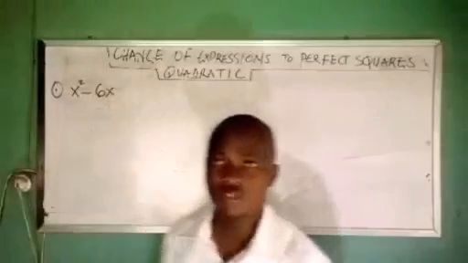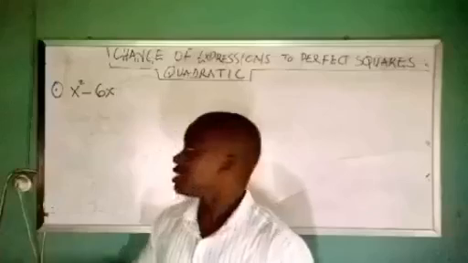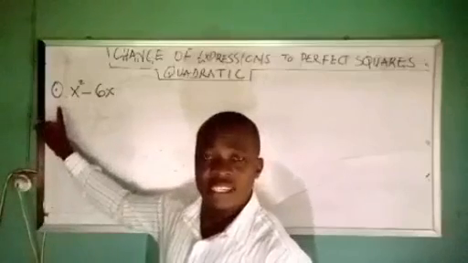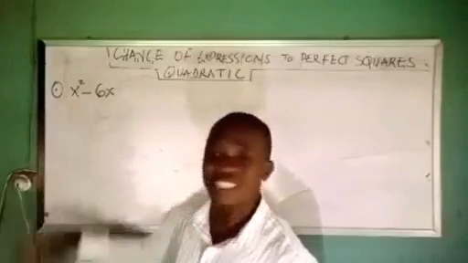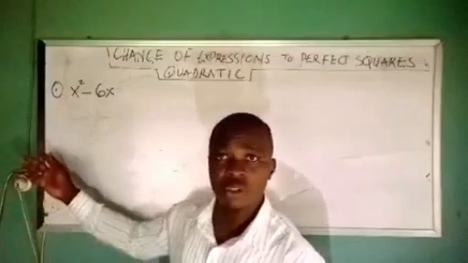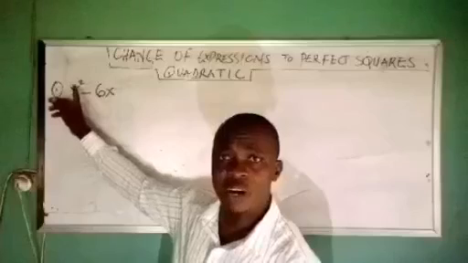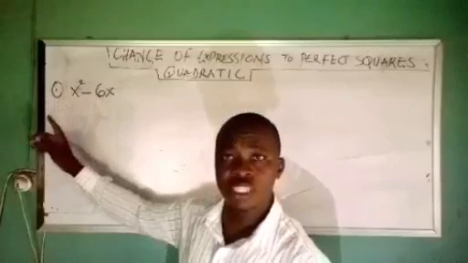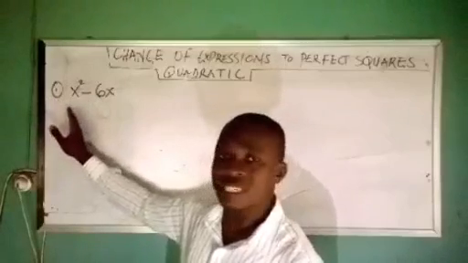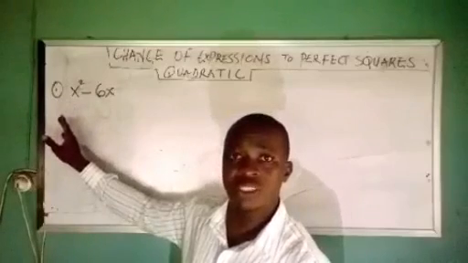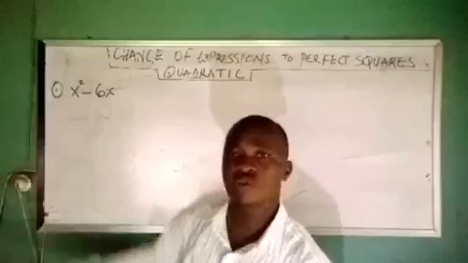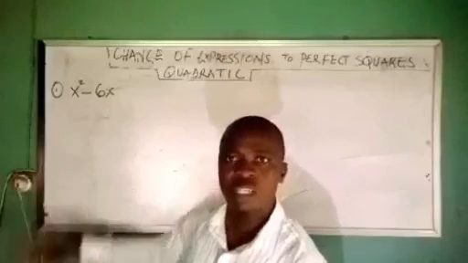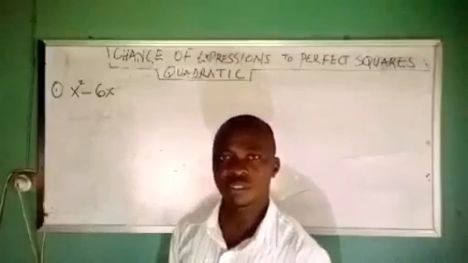If you look at this very well, our variable here is x, and the highest power of x here is 2. That is why this is a quadratic, but it is not complete as a perfect square. You now want to make this expression a perfect square. You understand?